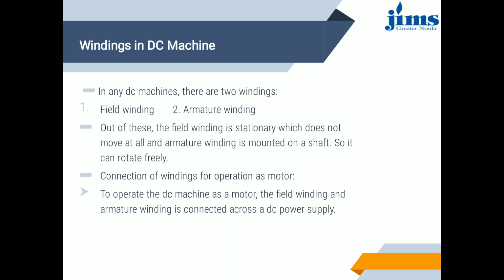Winding in a DC machine. Next, we discuss winding in a DC machine. In any DC machine, there are two windings. The first one is the field winding and the second one is the armature winding. Out of these, the field winding is stationary, which does not move at all, and the armature winding is mounted on a shaft so it can rotate freely. Connection of winding for operation as a motor: to operate the DC machine as a motor, the field winding and the armature winding are connected across a DC power supply.